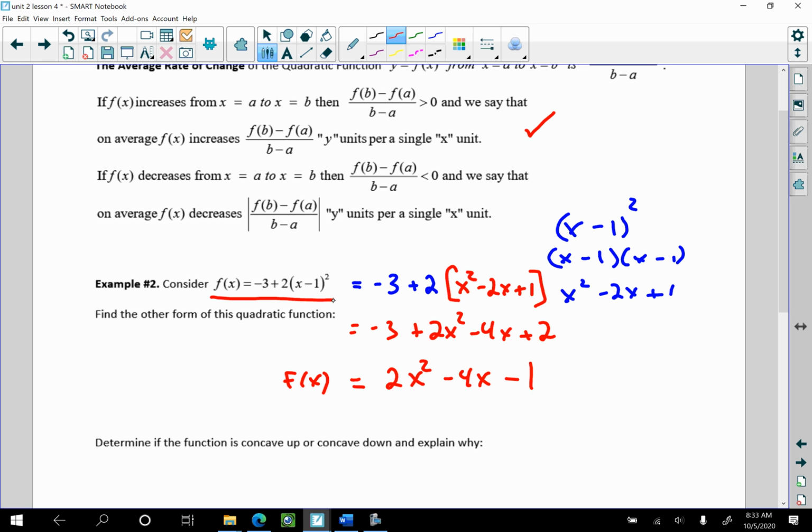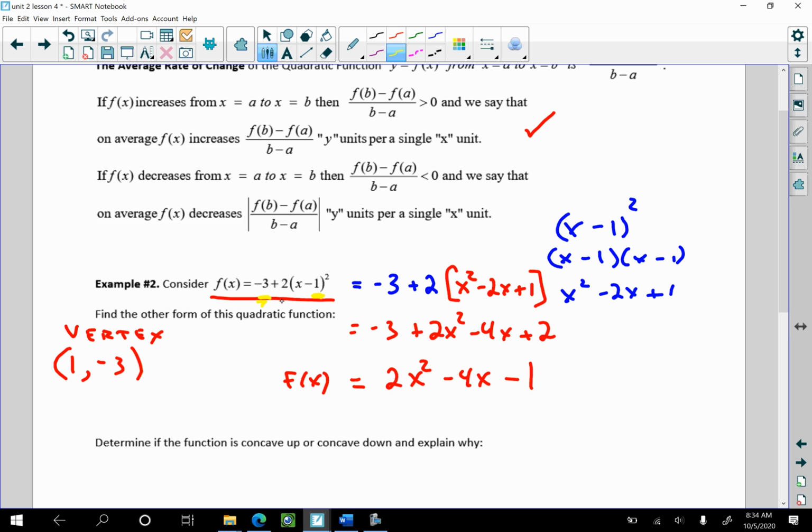And one thing that I can do with this vertex form is reach in and pull out the vertex. It's going to be 1, -3. So that's going to be the vertex. And where did I find that out? Here's my h and here is my k, if I look back at my notes.